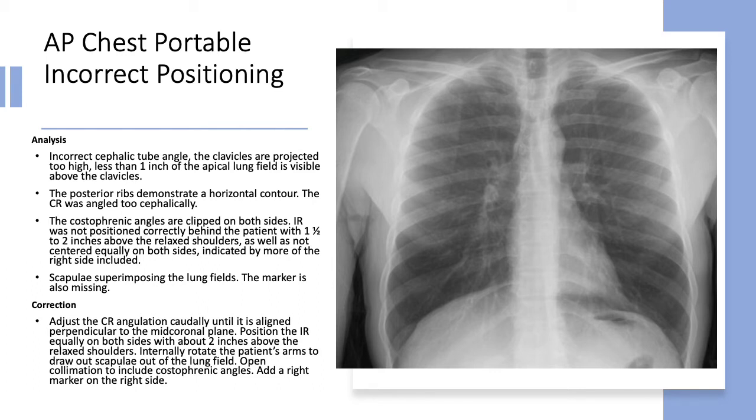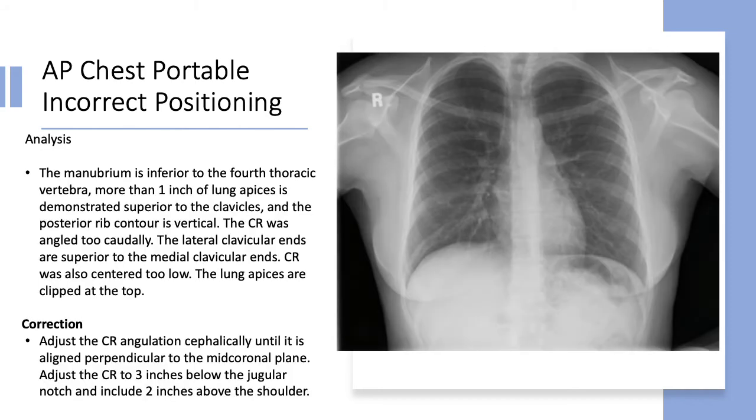So to correct this, we would adjust the central ray angulation caudally until it is aligned perpendicular to the midcoronal plane. We would position the IR equally on both sides, make sure it's centered, with about 2 inches above the patient's relaxed shoulders. We are going to get our patient to have their hands on the side and internally rotate their arms to draw that scapulae out of the lung field. We're going to open up our collimation to include the costophrenic angles and to add a marker on the patient's right side.